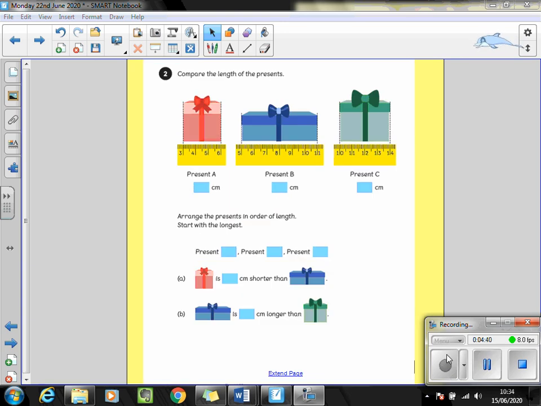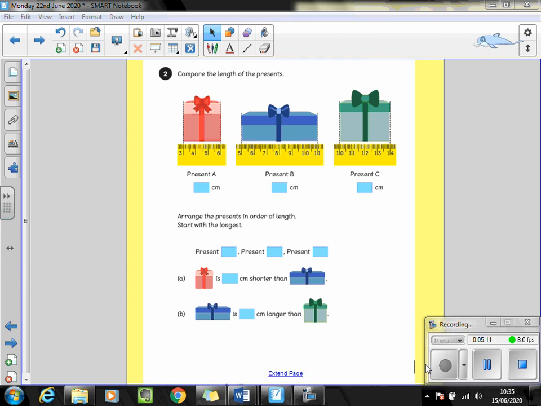Okay, question 2 of our guided practice. You're going to compare the length of the presents. This is a bit trickier because we don't have a whole ruler in front of us. What we do have is each present has an image of a ruler underneath it to help you find out the length of the present, but you're not able to compare them to each other. So this is where your knowledge of addition and subtraction really comes into play.